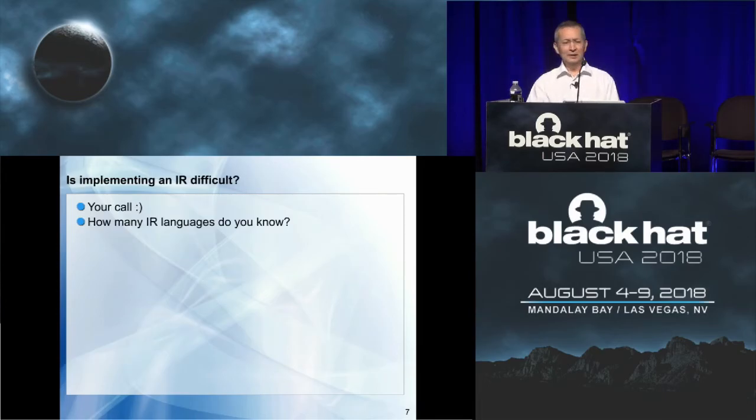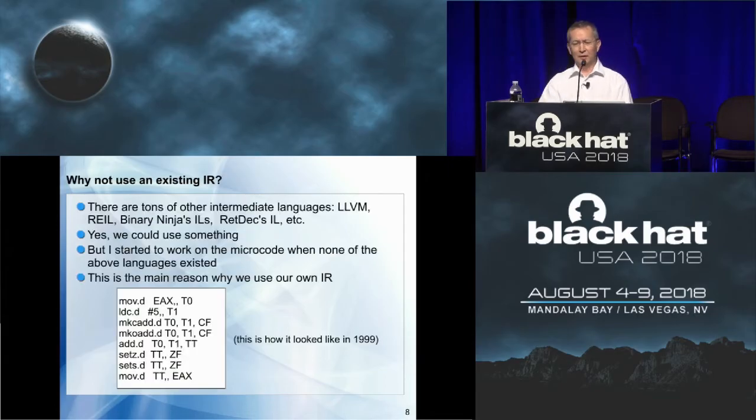Now the question is, is implementing an intermediate representation or language a difficult thing? Well, your call. How many intermediate languages do you know? Well, there are plenty of them. In fact, LLVM, REIL, BinNavi needs an intermediate language, RetDec. Yesterday there were two presentations at Black Hat here, and they were presenting intermediate languages as well. So why do we need one more internal representation?